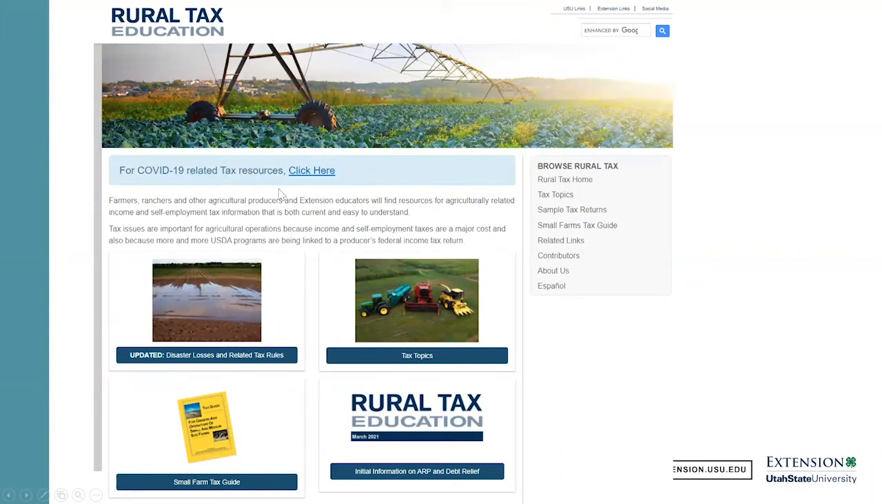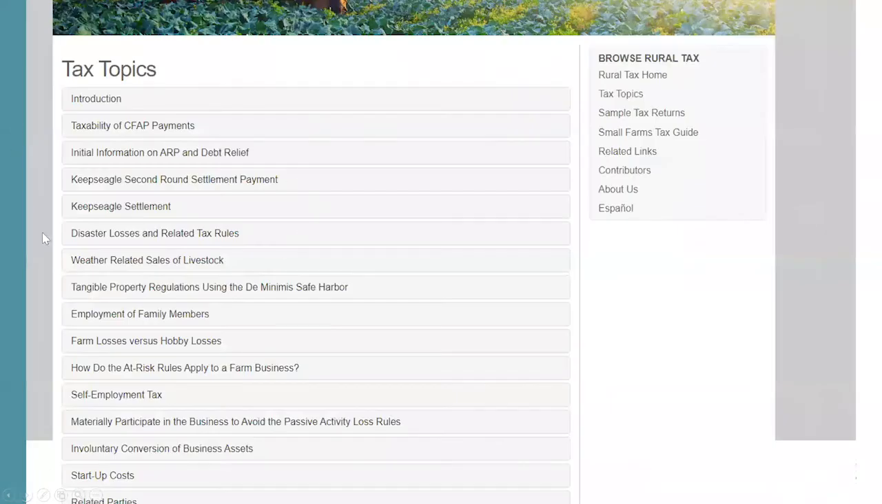We put up a page here to just put information on that was flowing in on COVID related tax resources. And then if you look over here, there's tax topics. If you click on the tax topics, it'll come over to this. These are just short articles on various topics. The CFAP payments, if you receive CFAP payments, the taxability of those, we put something together. Some initial information on the American Rescue Plan and the debt relief, some of the tax stuff related to that. So anyway, there's just different topics here.